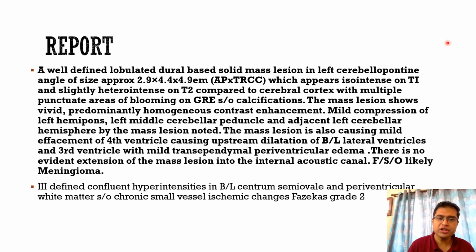There was mild compression of the left hemipons, left middle cerebellar peduncle, and adjacent left cerebellar hemisphere by the mass lesion, which was noted. And the mass lesion also was causing mild effacement of the fourth ventricle, causing upstream dilatation of bilateral lateral ventricles and third ventricles with a mild associated transependymal periventricular edema.